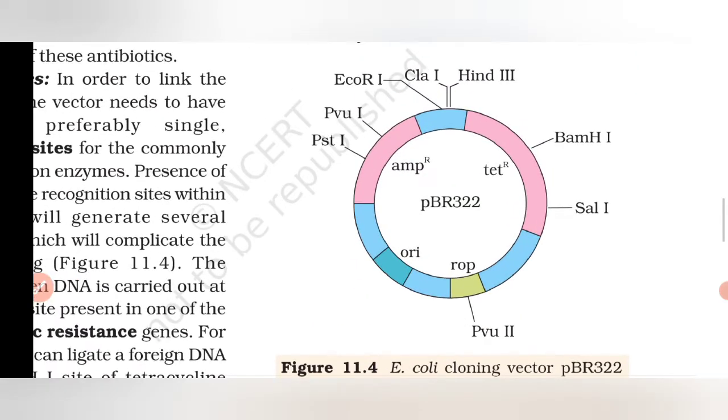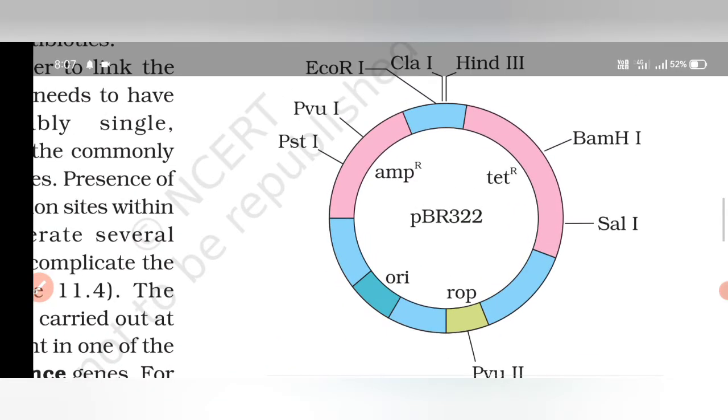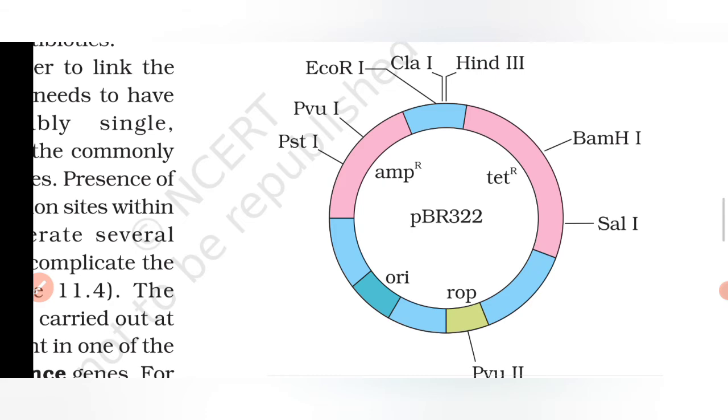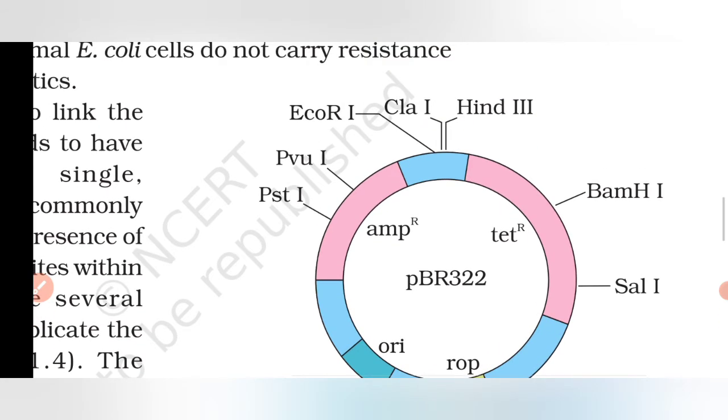Then besides this, there are three more sites between these two antibiotic resistant genes. One is for EcoRI, the other is ClaI, and the third one is HindIII. The first restriction endonuclease discovered was HindII, and this one is HindIII. Both are different.